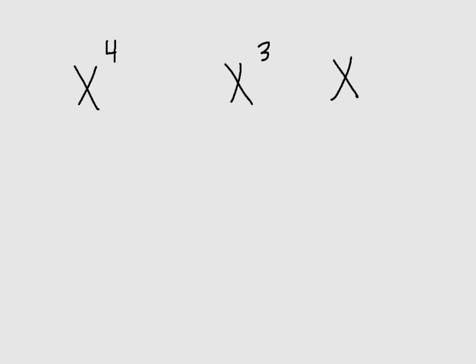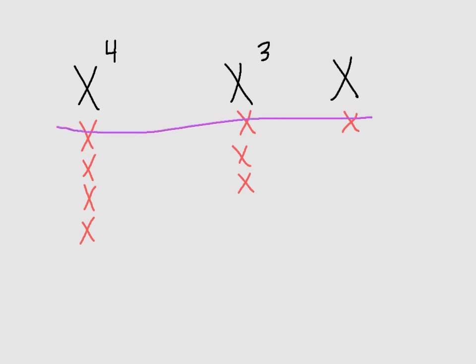Now let's look at x's. I have 4 x's on this first one, 3 x's on the second one, and 1 x on the third one. So I need to ask myself how many x's, or how many rows of x's, do they have in common? They have 1 x. So I would write that as x to the 1.